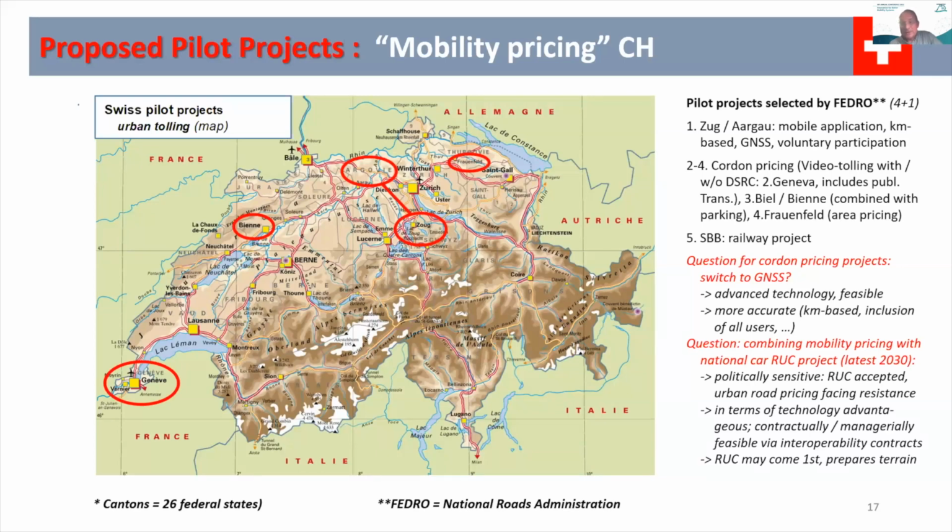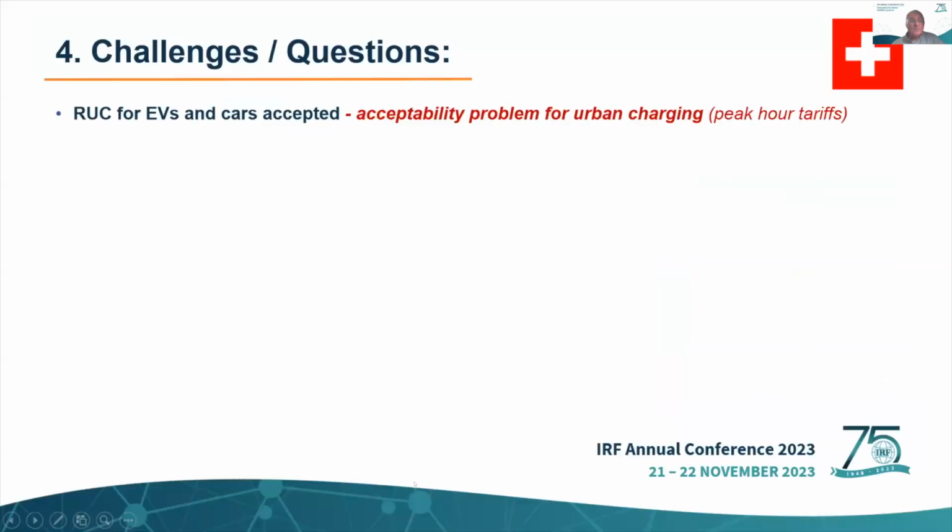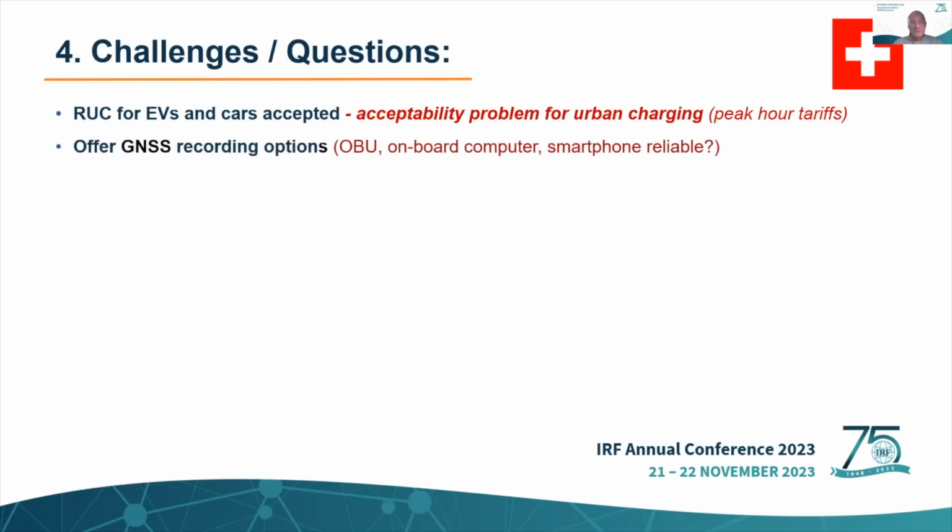And if progress is achieved, I think there's a big likelihood that even the video tolling projects will be changed for these candidates. To wrap it up, there are a few challenges. RAC for electric vehicles and cars is accepted, but there's an acceptability problem for urban charging, peak hour charges, and secondly, you have several options if you go for satellite-based tolling.